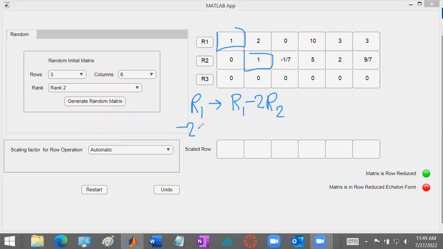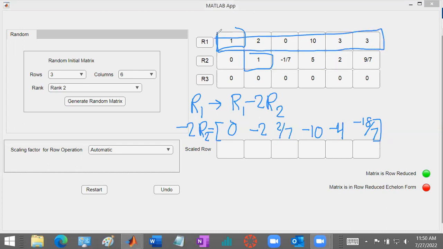So let's calculate -2R2. It's going to be 0, -2. This is going to be 2/7. This is going to be -2, so it's -10. -2, that's -4. -2, this is going to be -18/7. And what we do is we take this and add it to R1. That's going to be our new R1.